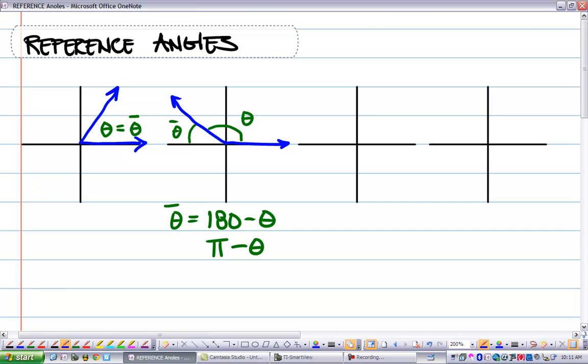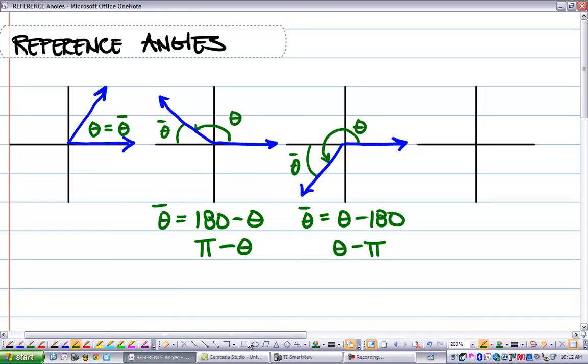Alright, now for quadrant 3, angle terminates here. Here is your angle theta. Here's theta. And your reference angle would be this angle here. So to find that reference angle, you're going to do theta minus 180 for degrees, or theta minus pi. Alright, 2 and 3 look very similar, so be careful, don't get those formulas confused.